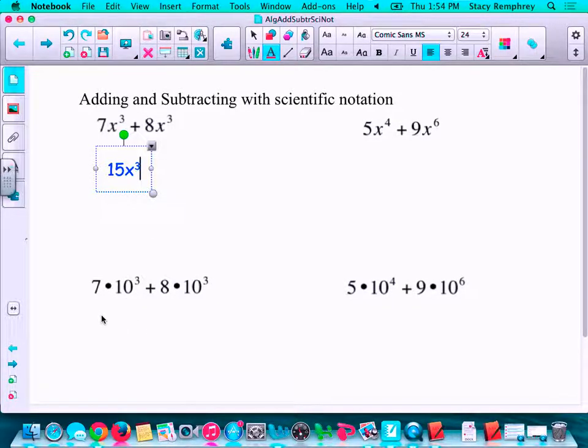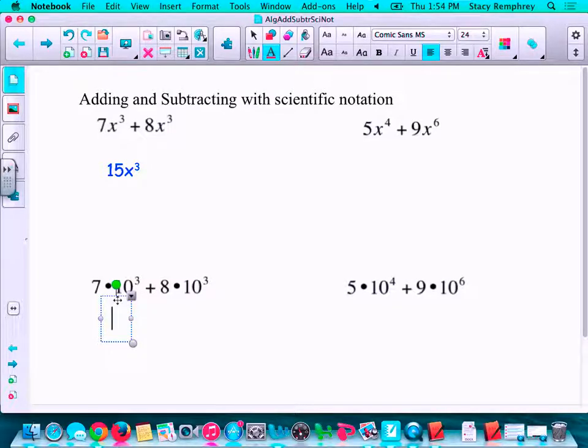Down here it's a very similar idea. I have 7 times 10 to the third. 10 to the third is thousands. So I have 7,000 plus 8,000. If I had 7,000 plus 8,000, all of you could tell me that's 15,000. Notice that you kept it the same. You kept the word thousand there. You didn't try and tell me it was 15 billion.